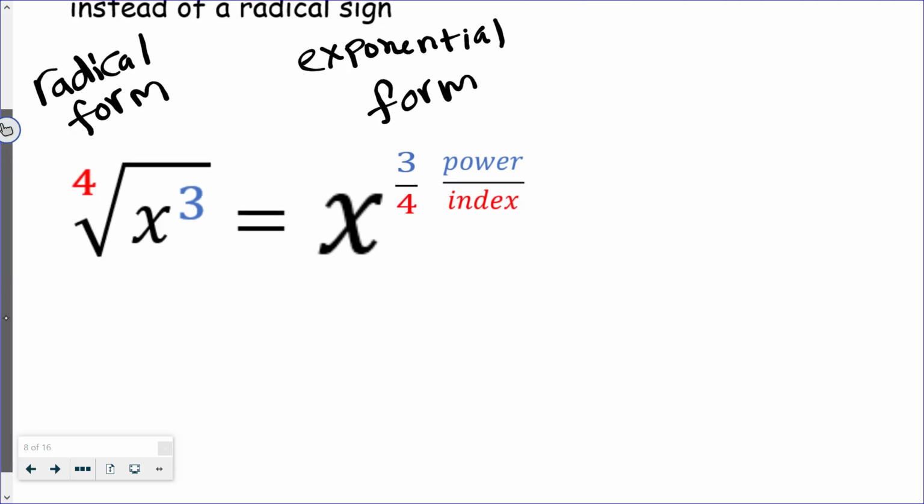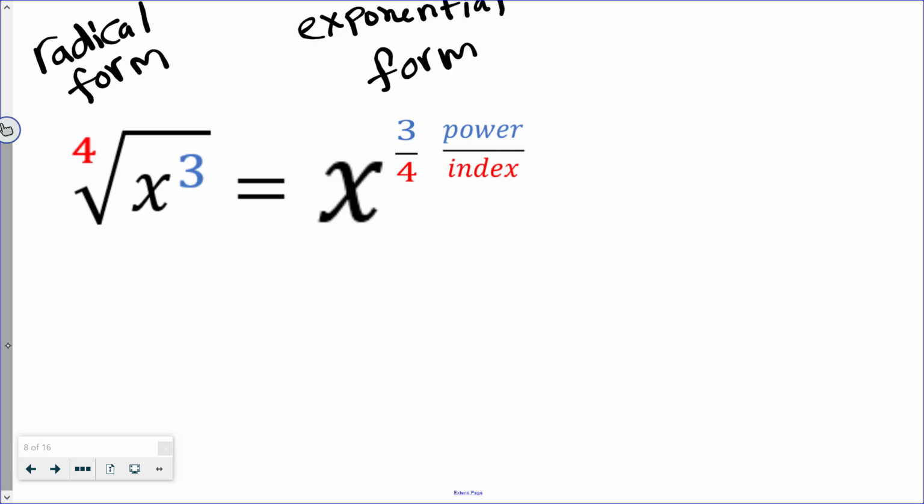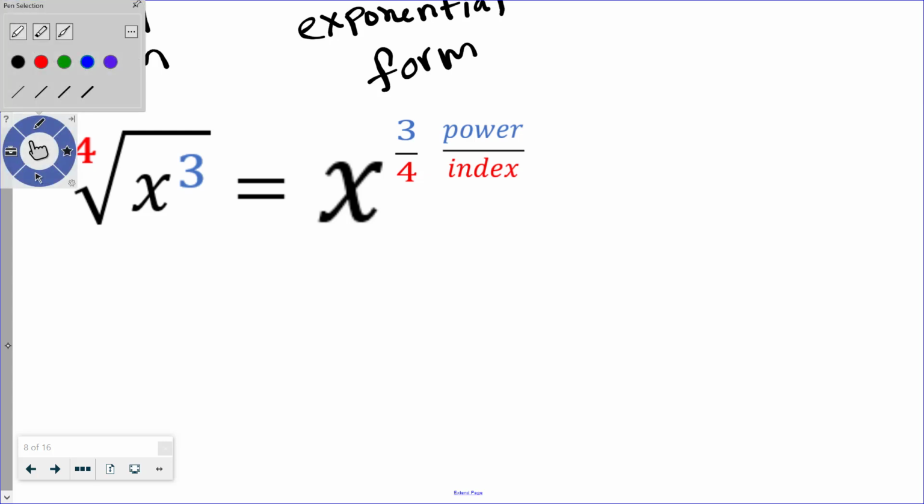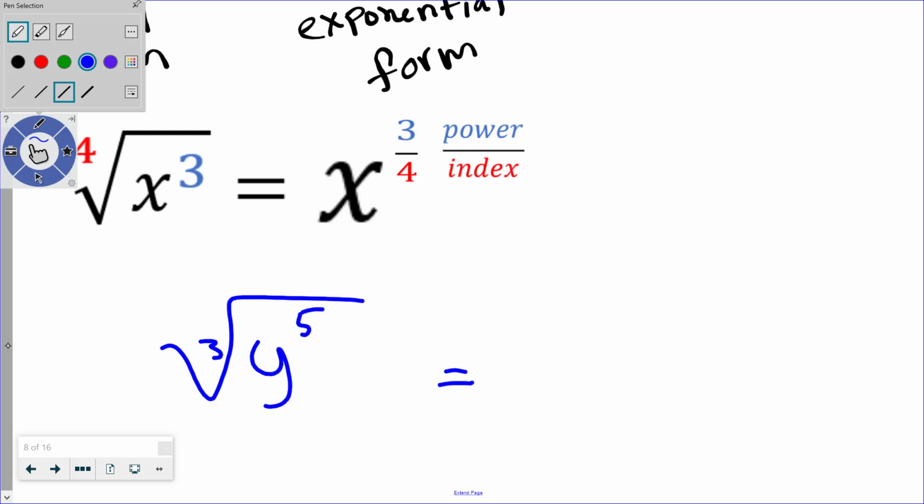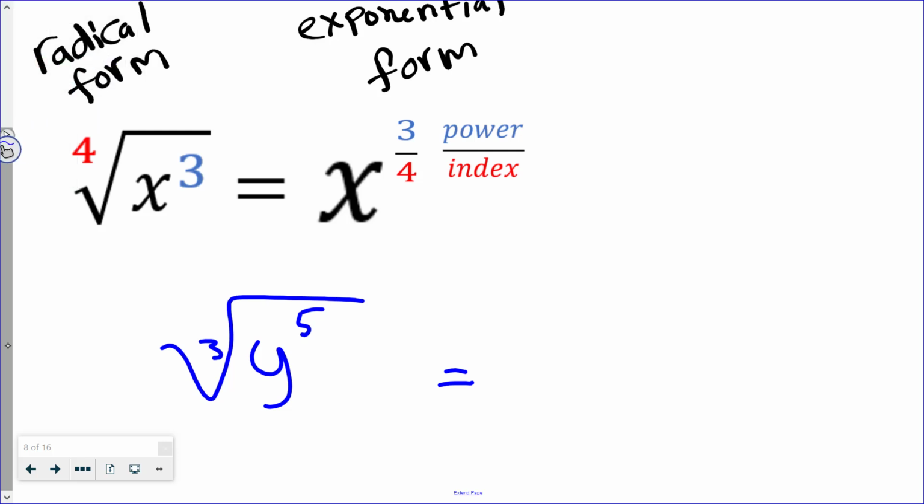So, for example, say I give you the cubed root of y to the fifth. What form is this here? Radical form. How can we write it in exponential form? Would it be 5 and 3? Yeah, y to the 5 over 3 power. That's it. That's radical form to exponential form.